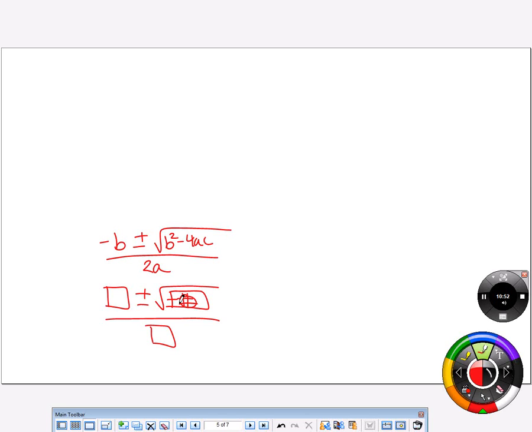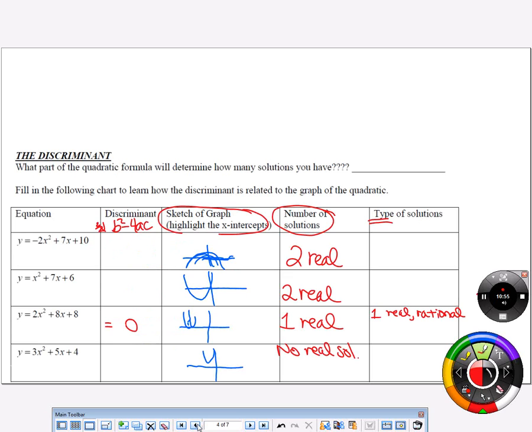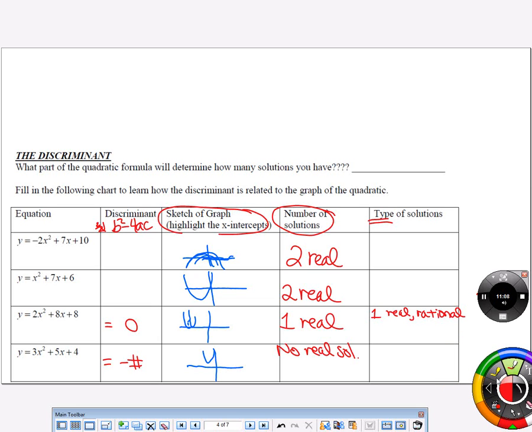Okay? So going back here, when this had no real solutions, that meant our discriminant equaled some negative number. If we have no real solutions, so the types of solutions, there are no real ones, but it turns out that means that there are still two solutions, but they're called complex, and we'll talk about in a minute what that is. So two complex solutions.